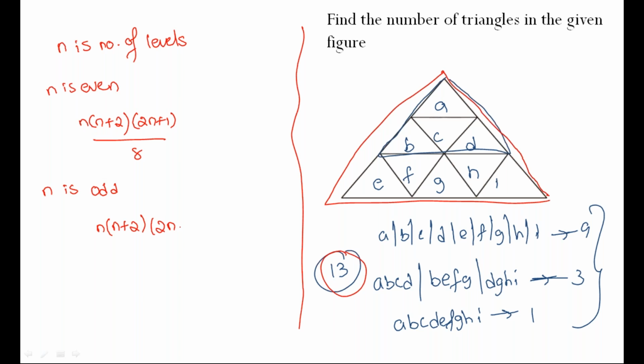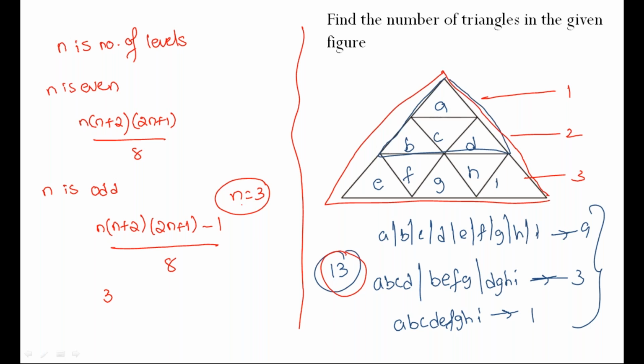Whether the n value is odd or even depends on that. Here, this is one layer, this is two layers, this is three layers. So for this question, n is equal to 3. For n odd, you should substitute in this formula to find the number of triangles for this diagram. We'll get 3 into 5 into 7, which is 105.